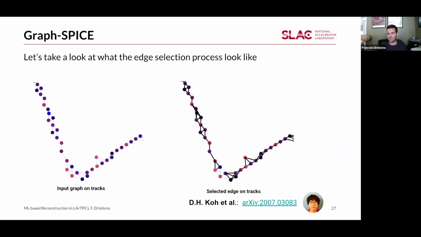What you see on this image is maybe a more pictorial version of explaining how this works. On the left-hand side would be the input edges. Each of these blue lines corresponds to an edge in the graph that we start with.